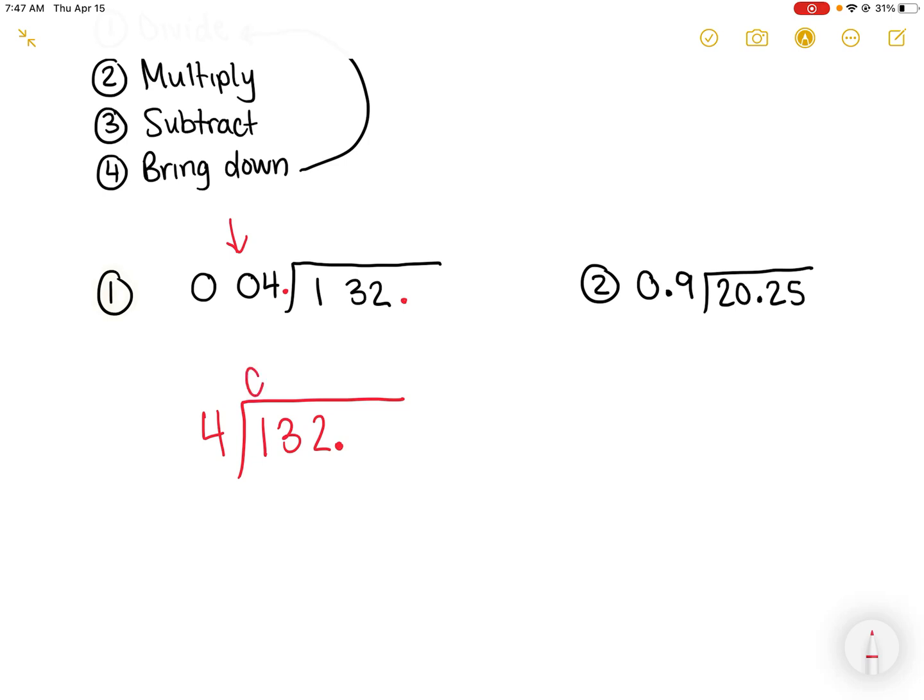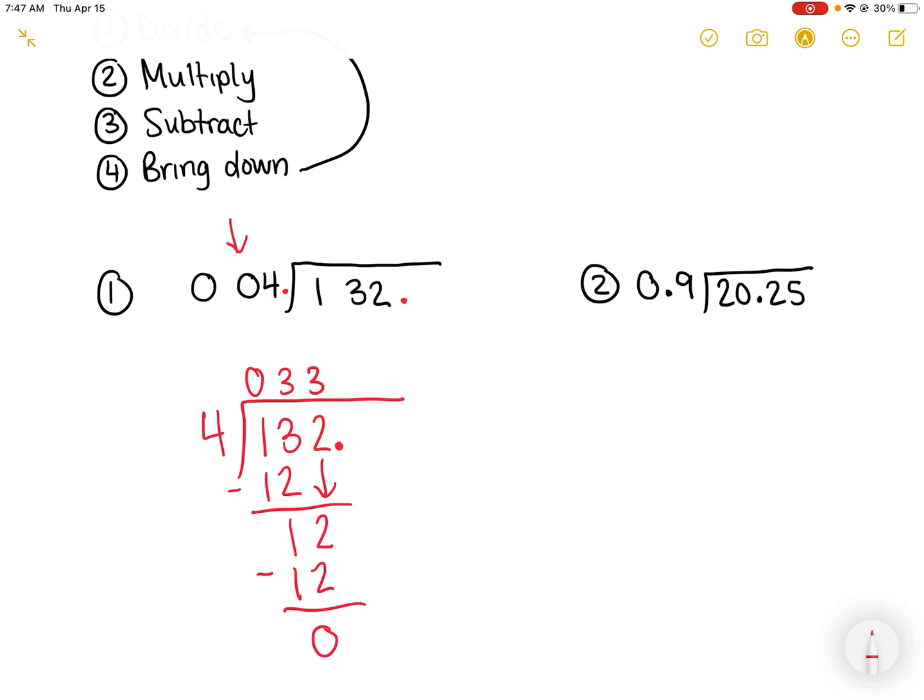So 4 can't go into 1, but 4 can go into 13 3 times. 3 times 4 is 12. So I'm going to subtract, and I get 1. Bring down my 2. 4 goes into 12 3 times. 3 times 4 is 12. Subtract, and I get to 0.